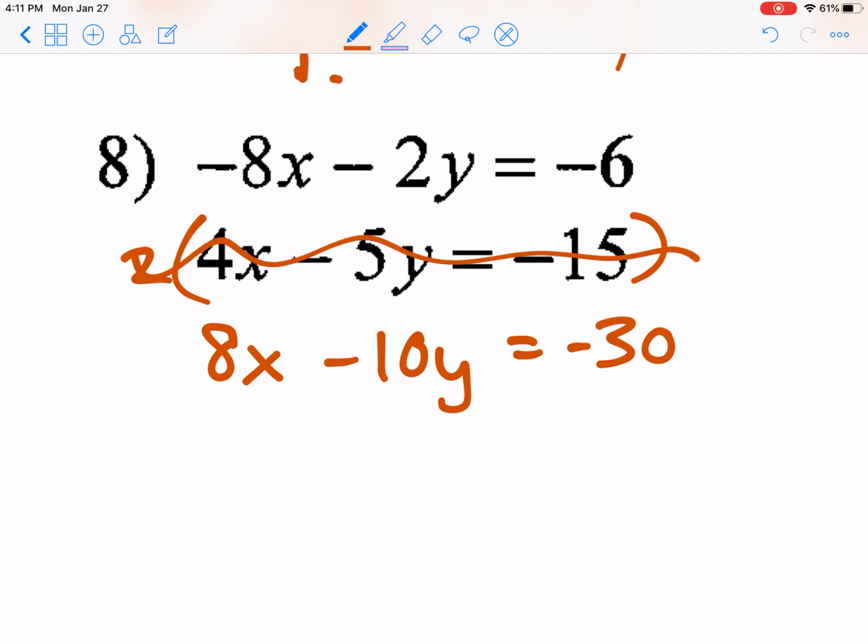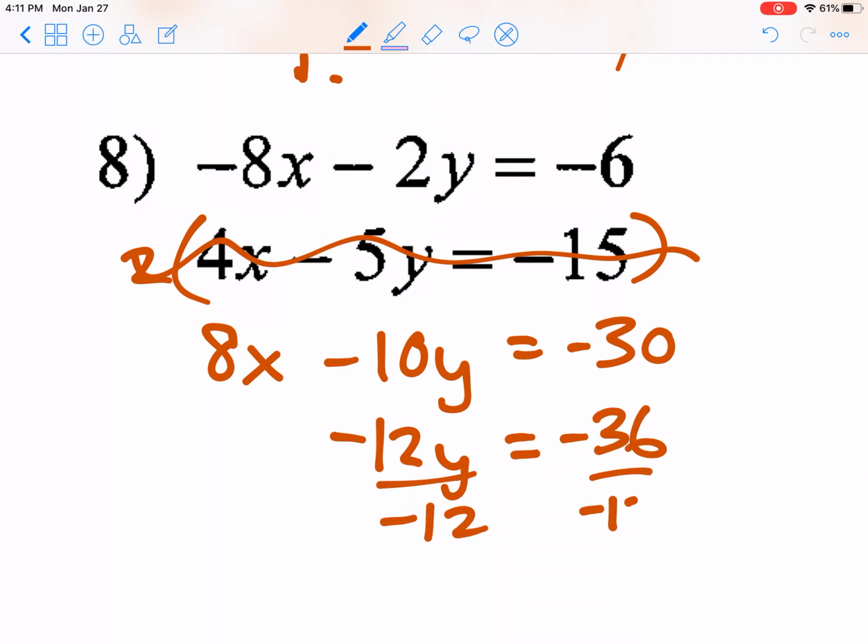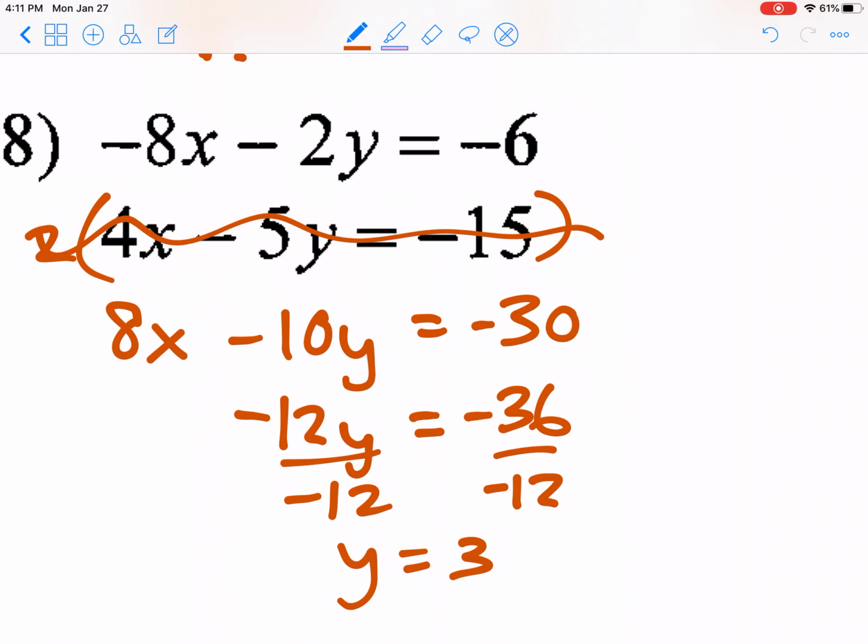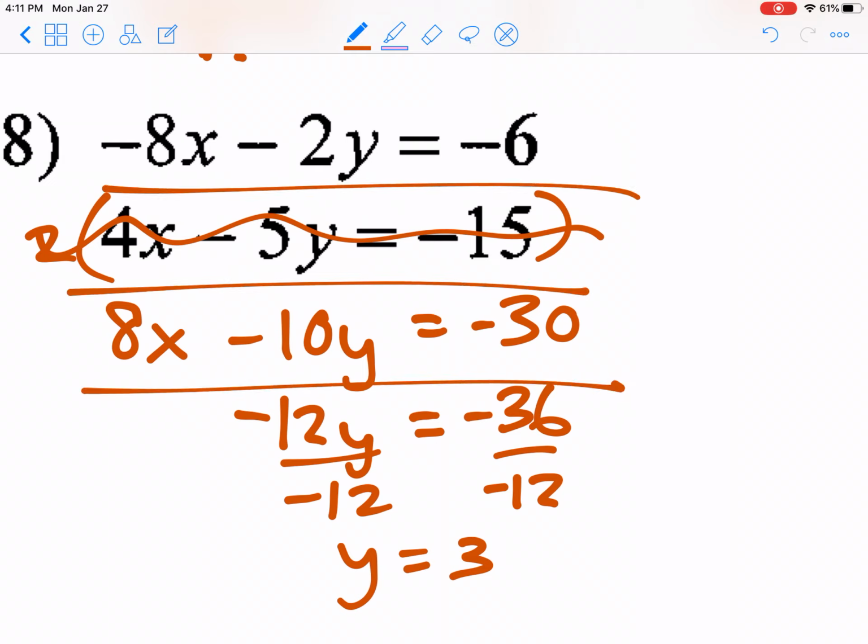Cross that out. We're going to add the top and the bottom equations. -8x plus 8x is 0. Negative 2y minus 10y is negative 12y. And negative 6 minus 30 is negative 36. Divide by negative 12, and we get that y equals 3. Plug it into any of the equations up here, right? We have 1, 2, 3 choices.